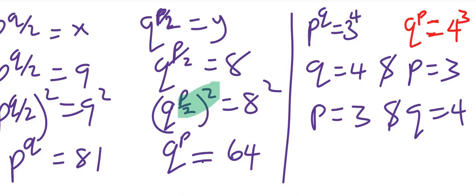So the value of p is 3 and the value of q is 4. The two values will only satisfy the equation.